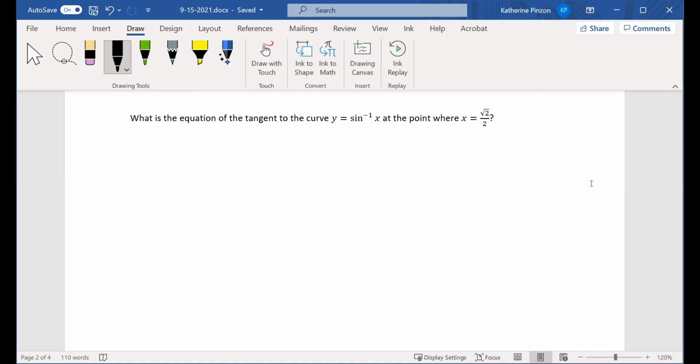How's it going? Did everybody find the derivative? What do you guys get from the derivative? 1 over square root of 1 minus x squared. And then you can plug it in, absolutely. Your square root's on the top and the bottom. Only put it on the top too, not on the bottom too.